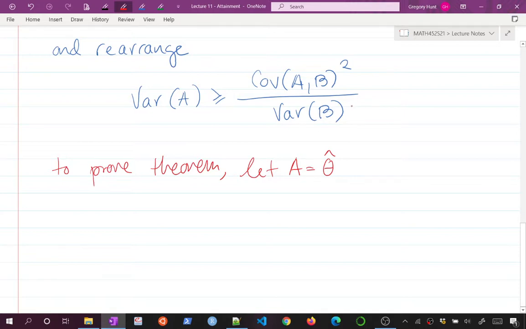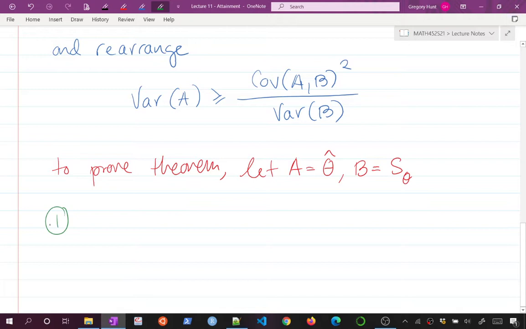And what quantity, when I take the variance of it, gives me my information? That is going to be my score. So if I let theta hat be A and B be my score, all I have to do is show this dot part is that derivative squared, and everything works out. So let's show some facts.